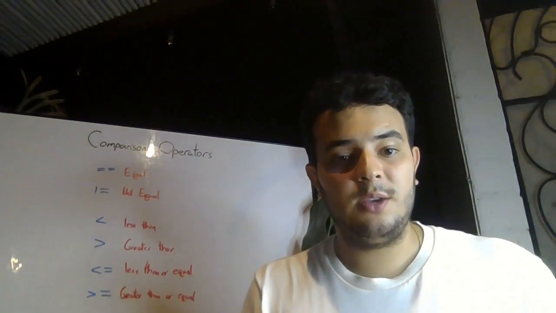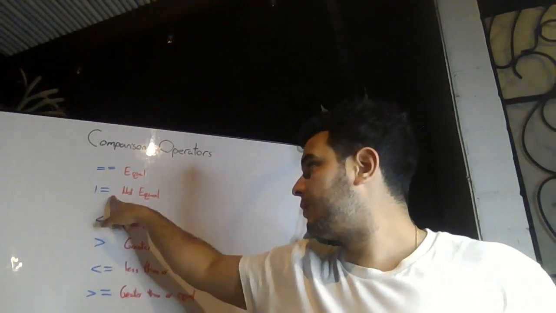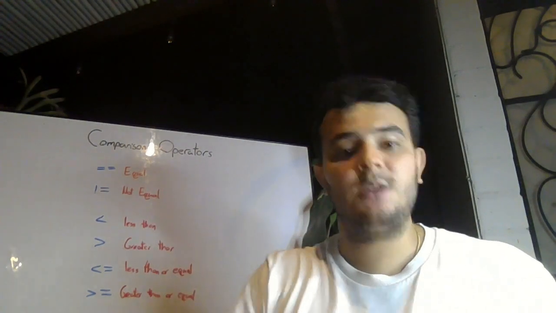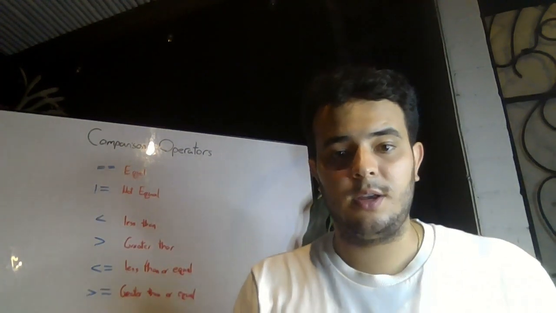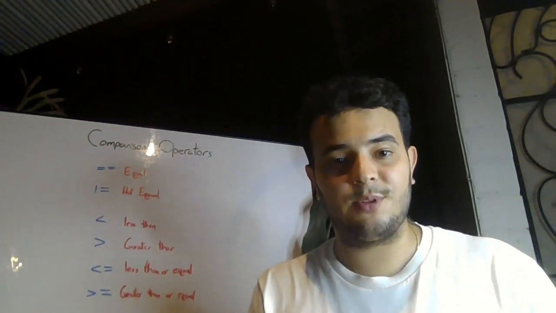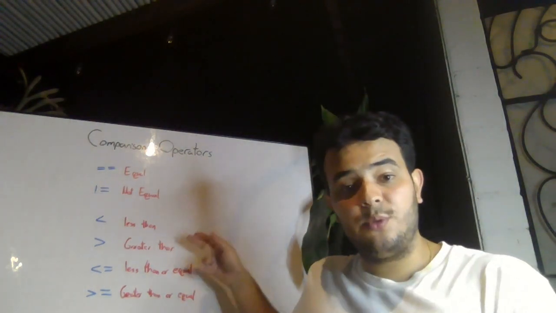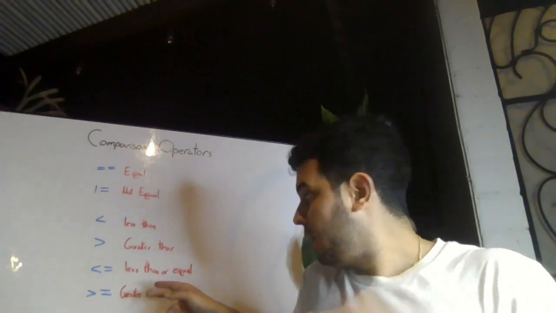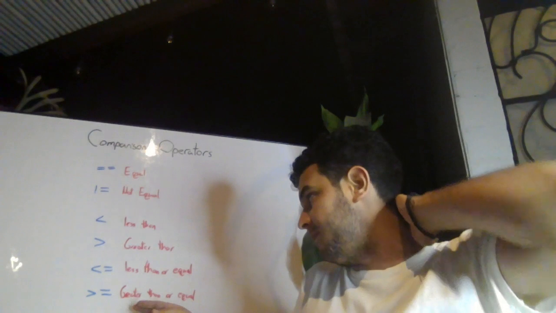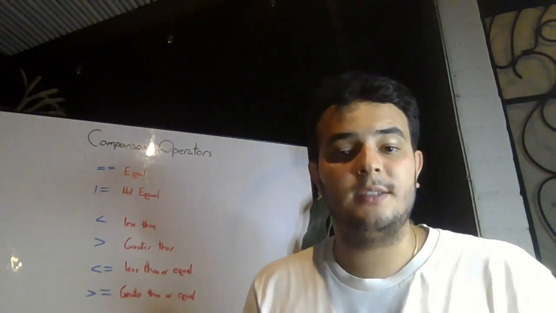When we want something to not equal something, we use the exclamation mark. So we have an exclamation mark equal sign, and that is not equal to. In C++, the exclamation mark means not, therefore negating the statement that comes after it. And then similar to math, we have less than, greater than, equal to or less than, and equal to or greater than. I'll exemplify all these in more detail in CLion.